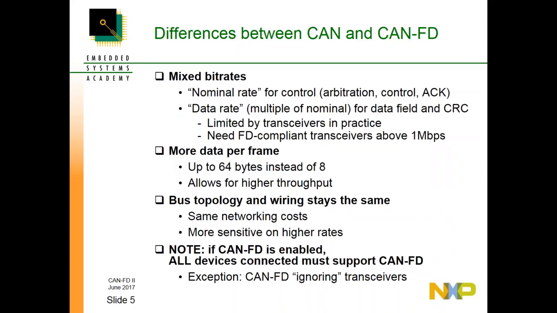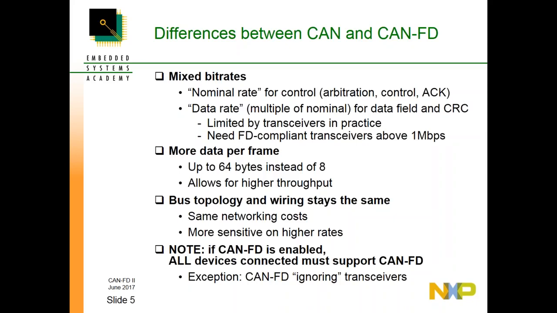So in the past, if you used the system, let's say at 125 or 250 kilobit, it would even work if one of the termination resistors was missing or an extra one was inserted and you had extra stub lines or maybe even a star topology.